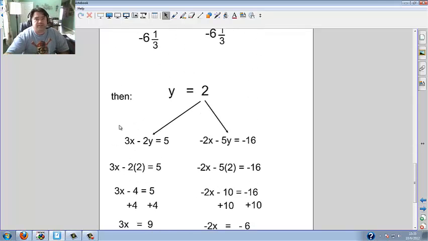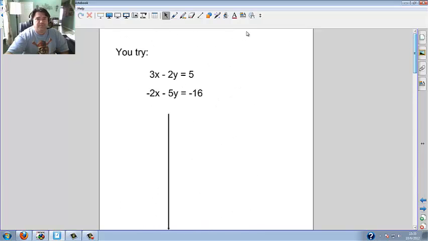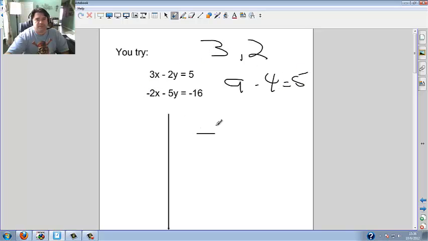Now if you did it different, that's great. That's how I did it. If I plug it back up here, 3 times x, 3 times 3 is 9. Minus 2 times 2 is 4. That equals 5. Negative 2 times x makes negative 6. Minus 5 times 2 is 10. Negative 6 minus 10 is also negative 16.